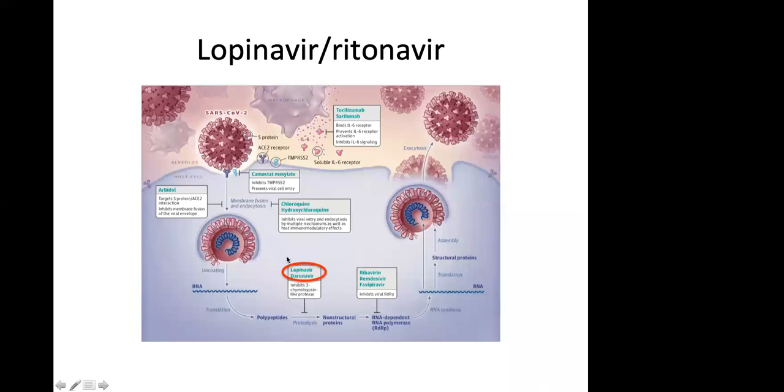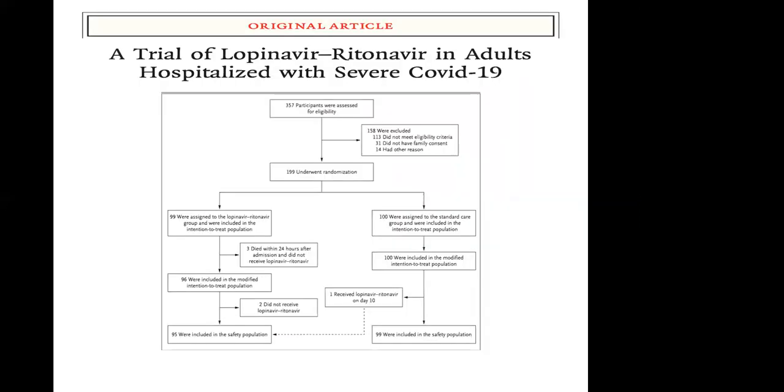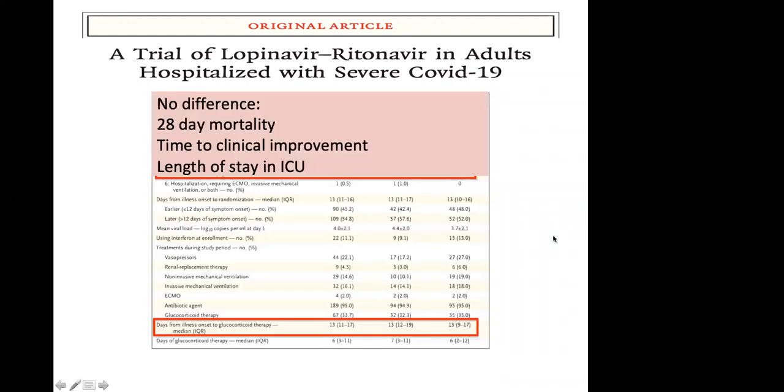So what about lopinavir, darunavir? The ID community knows that we use these medications as protease inhibitors for HIV therapy. The biggest trial that was published essentially randomized about 100 patients in both arms, standard of care versus lopinavir, ritonavir, and then looked at mortality. The 28-day mortality was not different.